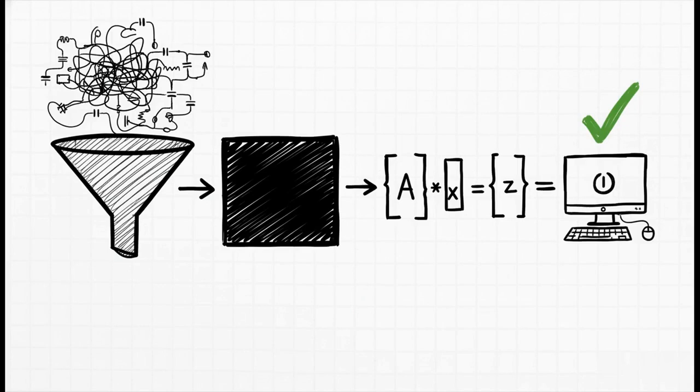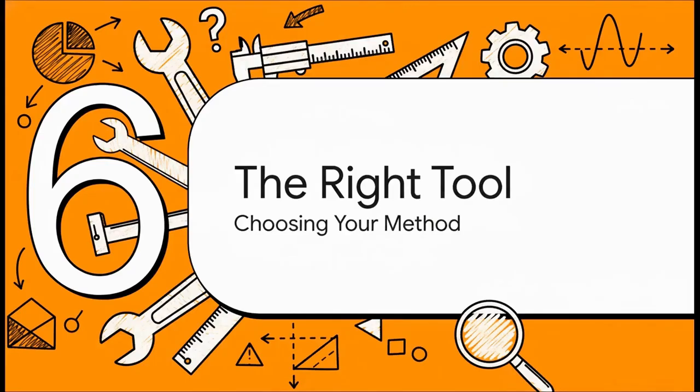MNA takes any circuit you can throw at it and methodically turns it into this universal matrix equation, A times X equals Z. That's it. A is the circuit components, X is the unknown stuff you want to find, and Z is the power sources. For a computer, solving this is just another day at the office. It's a routine task it can perform at lightning speed. So there we have it, 3 very different tools for solving the exact same problem.